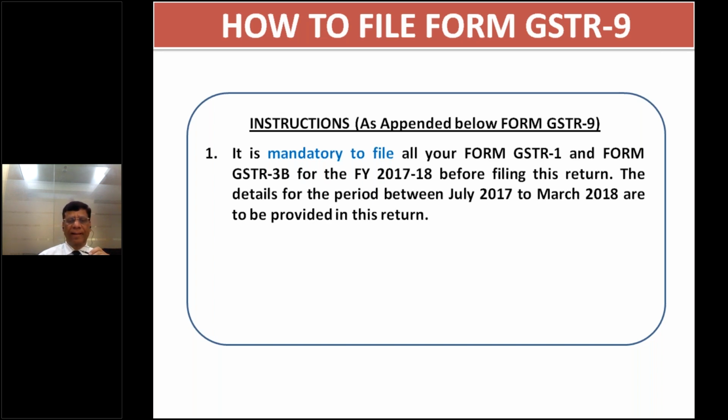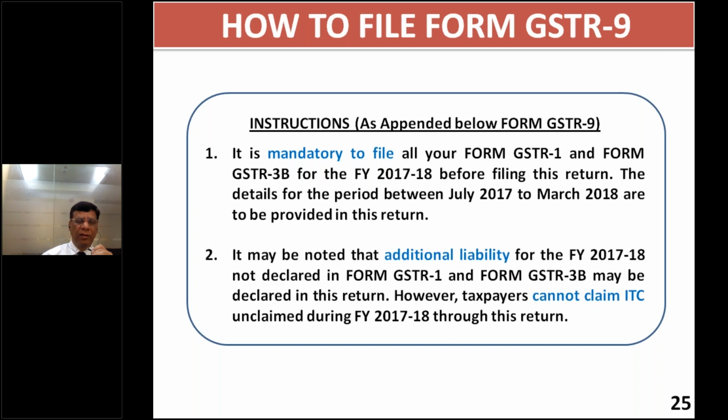So earlier there was a situation that there were certain return defaulters, so the question arose whether they are supposed to file Form GSTR 9. The lawmakers understood that fact and they provided this general instruction below Form 9. Then the second instruction is that it may be noted that additional liability for the financial year 17-18 not declared in Form GSTR 1 and Form GSTR 3B may be declared in this return.